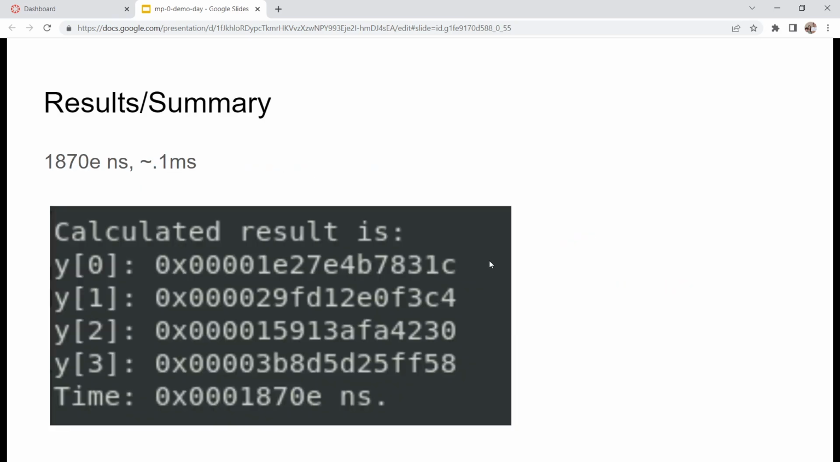Then for results, we got about 0.1 milliseconds. I think that's the exact same time as group 1. We had some slack, which was cool. Could get down to 7 nanoseconds. So yeah. Other questions for this group?